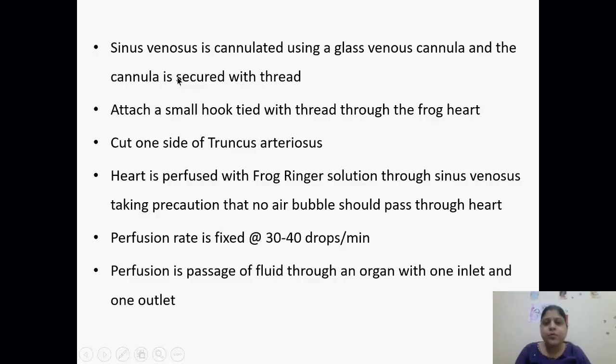So the sinus venosus is cannulated using a venous cannula, and the cannula is secured with thread. A hook is passed, and a hook is attached with a thread through the frog's heart. The inlet of the perfusion fluid is the sinus venosus, and the outlet is the truncus arteriosus, which is present at the branch of the aorta. The perfusion fluid in this case will be frog Ringer, and it enters the sinus venosus, taking precaution that no air bubble should pass through the heart.